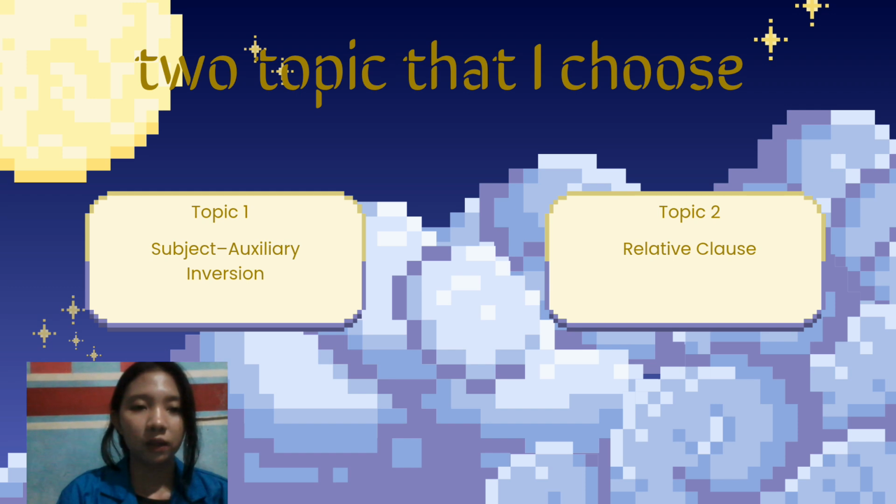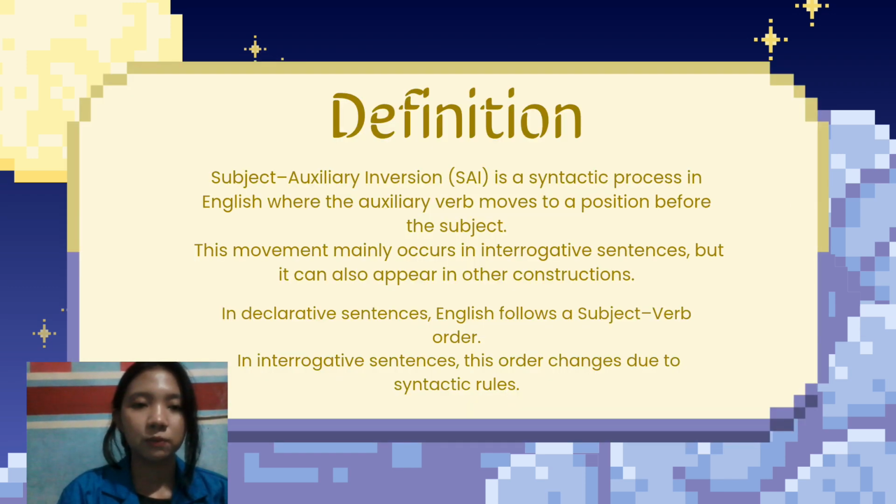Today I want to discuss two topics that I chose. The first topic is subject auxiliary inversion, and topic number two is relative clause. So I'm going to explain topic number one first: subject auxiliary inversion.